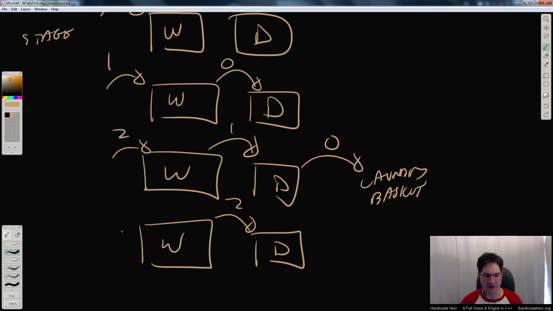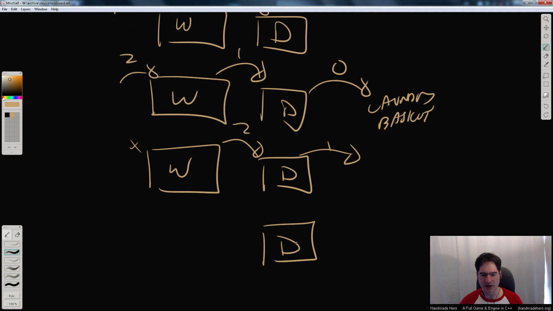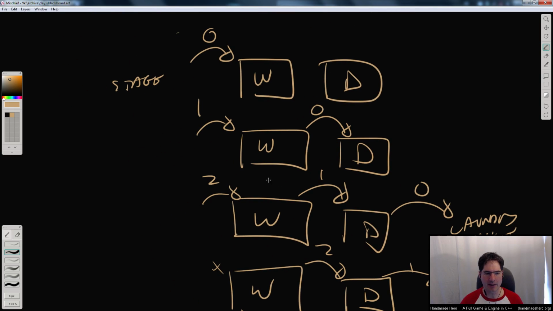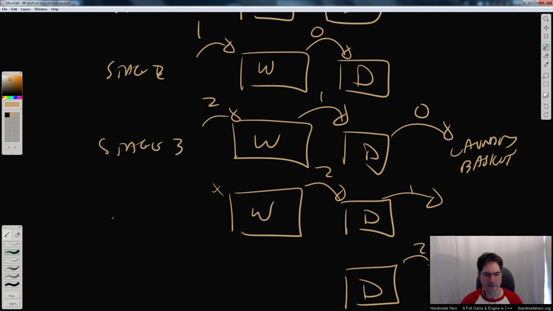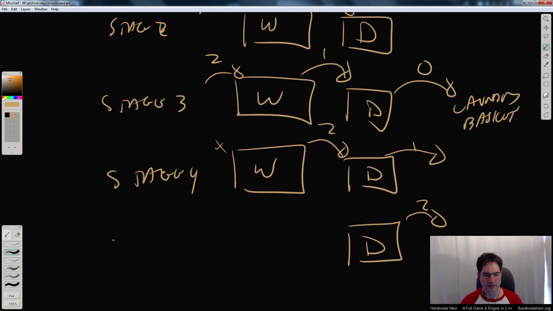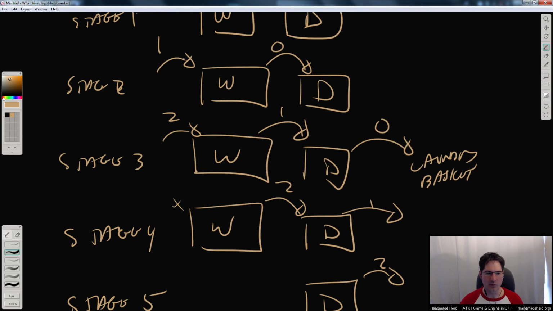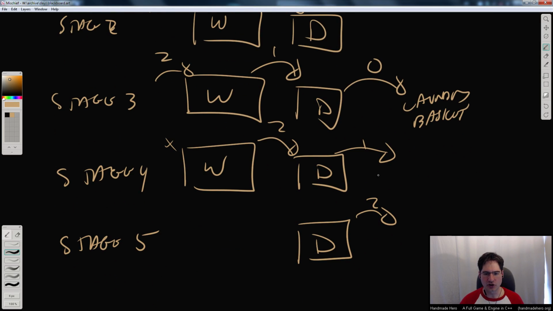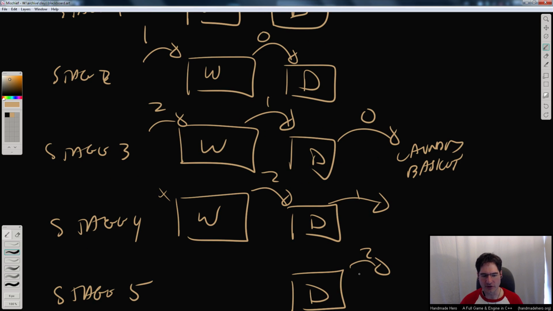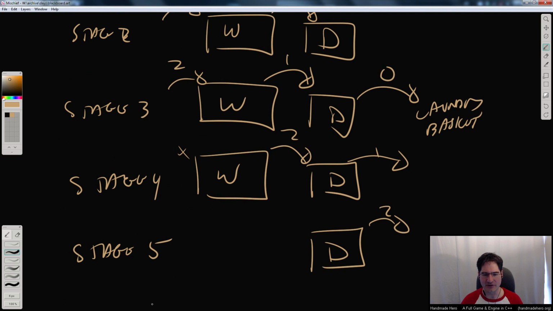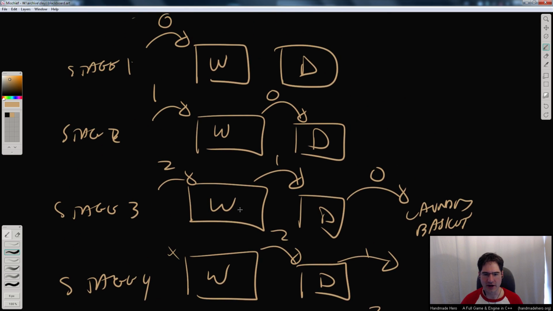Right? So 2 would move here, nothing would go in, 1 comes out to the laundry basket, and finally here, the last time, I'm going to take 2 out of the dryer and into the laundry basket, right? So how many stages do I need here? I've got stage 1, stage 2, stage 3, stage 4, stage 5, right? So you can see, essentially, when I did it this way, to do 3 loads of laundry, I only needed 5 operations through my washer and dryer, right?